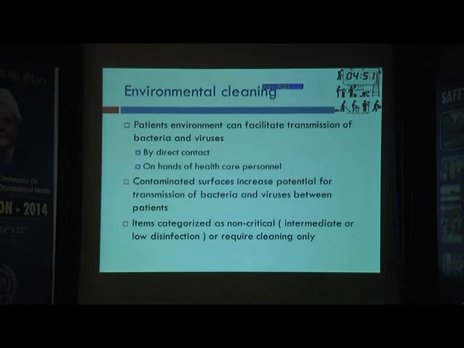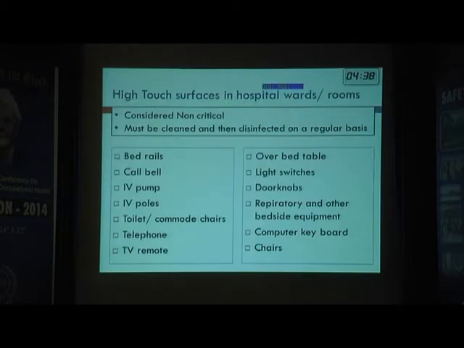So, like I told you, it is either by direct contact or through the hands of healthcare personnel that organisms go and settle in this environment. So what are the areas that are commonly infected?